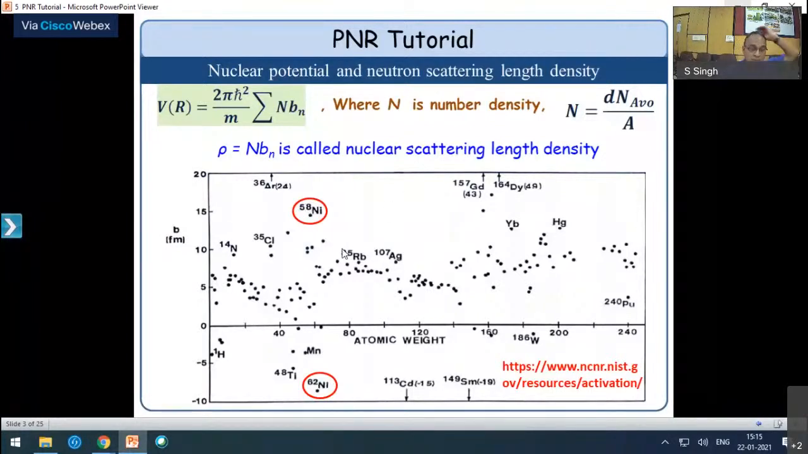Okay, so I said we have different scattering length density for each isotope, and how this is handy in case of reflectivity. You can see if you make a multilayer of nickel 62, you can see nice Bragg peaks coming over there.